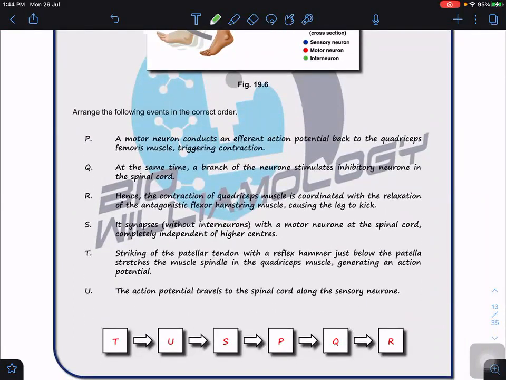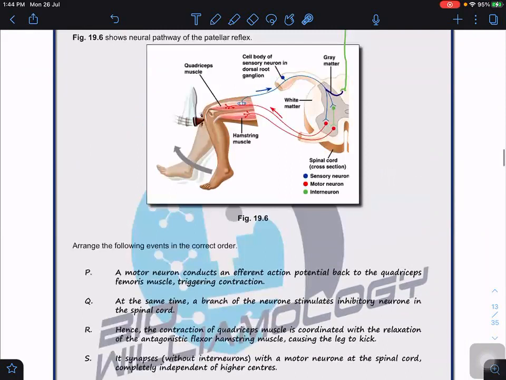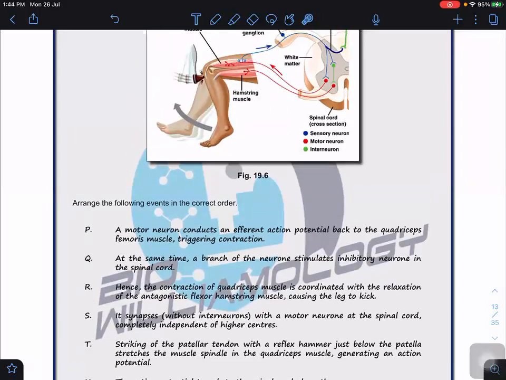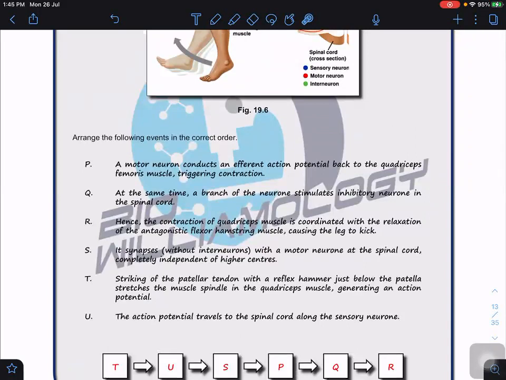So what will happen actually in this case? First we start with the striking of the patella tendon with the reflex hammer just below the patella. It stretches the muscle spindle in the quadriceps muscle, which generates action potential. And then the action potential travels to the spinal cord along the sensory neuron. And then it synapses without the interneurons. Why without the interneurons or the intermediate neurons here? Because it's a monosynaptic reflex.